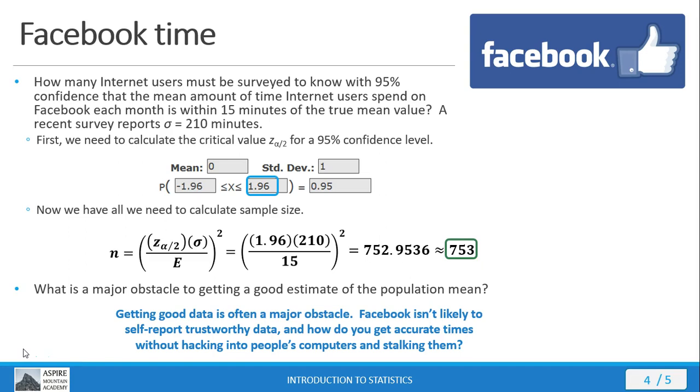So how do you get accurate times unless you're hacking into people's computers or stalking them? Which of course you don't want to be doing either one of those things. Both of them are illegal, and there are some severe consequences to those. So you want to stay away from that. But it presents a problem, right? If you can't get the data that way, how do you get good data? This is a question that often plagues real-world analysis when you're dealing with statistics. Getting good data is often a major obstacle.